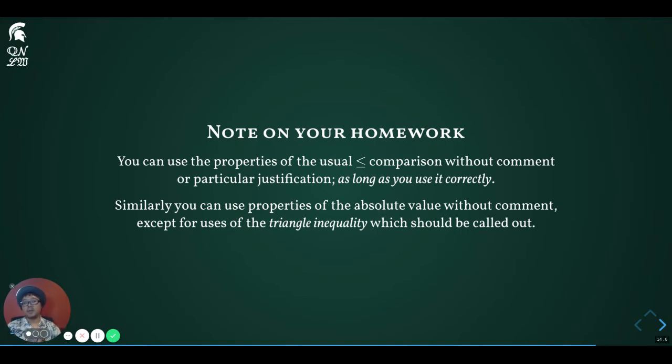Similar things can be said about the absolute value, except for one application, that of the triangle inequality. The triangle inequality is fundamental to a lot of analysis arguments, and since it occurs so much, it is important to know that you are aware of your use of the triangle inequality. Please make sure to always point out in your homework whenever you use the triangle inequality.